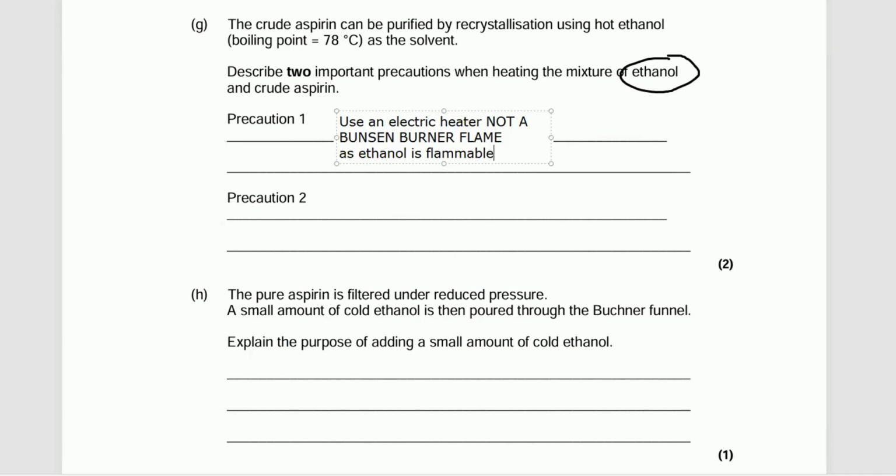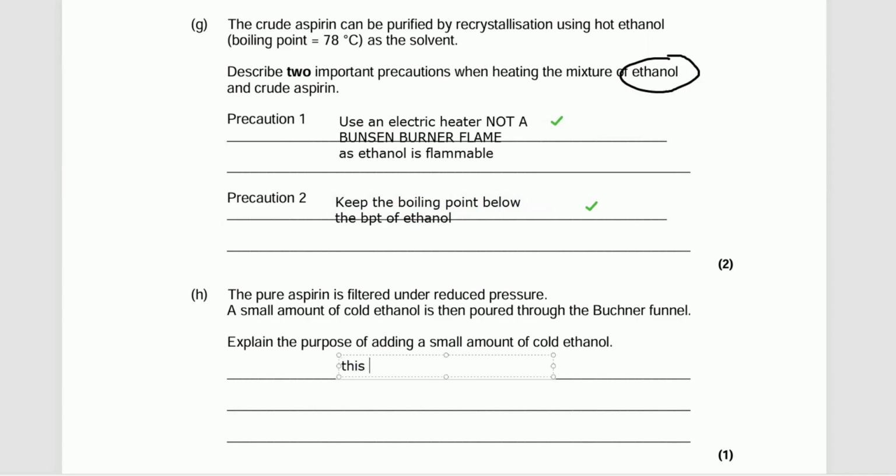So use an electric heater. Don't use a naked Bunsen burner flame. That's what we call flames, and because it might set fire to the ethanol. And also keep the boiling point below 78 degrees. If you keep the boiling point above 78 degrees, then the ethanol, which is a solvent, will evaporate and you'll lose your solvent. So keep the boiling point below the boiling point of ethanol, so below 78, and use an electric heater, not a naked Bunsen burner flame.